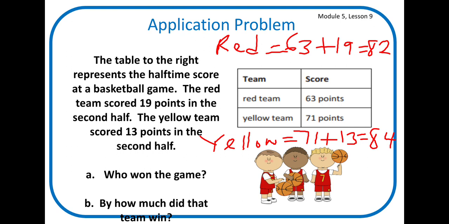Now, the table at the right represents the half-time score. That is for the first half. Red team scored 63 and the yellow team scored 71. And we were told that in the second half, the red team scored 19 points. So the total score of the red team is 63 plus 19, which is 82 points. And the total score of the yellow team is 71 plus 13 points, which is 84 points.